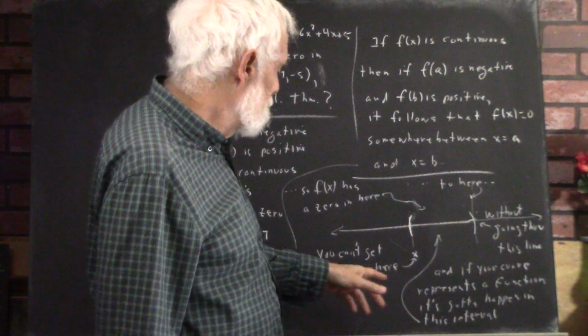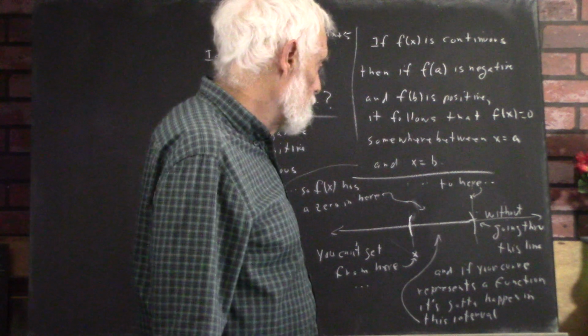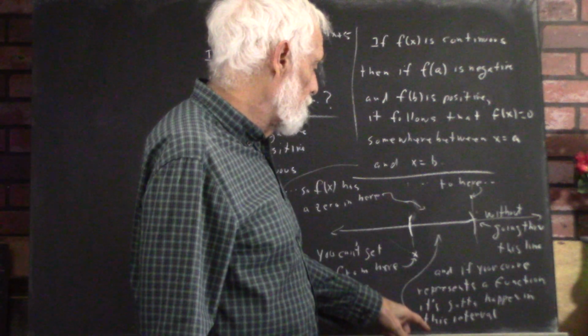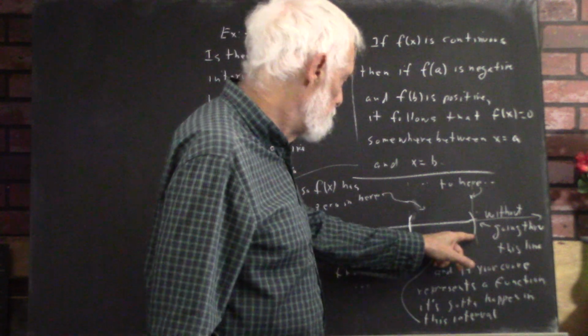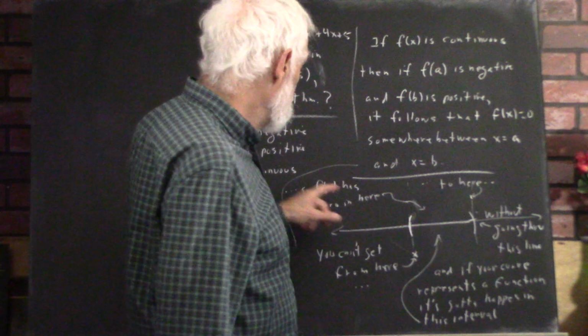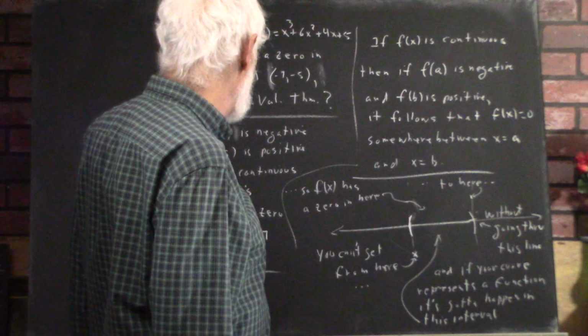Okay, so it says again, can't get from here to here without moving your chalk off the paper, without going through this line. And if your curve represents a function, it's got to happen in this interval. So, if this is the x-axis, f of x has a 0 in here. That's the intermediate value theorem.